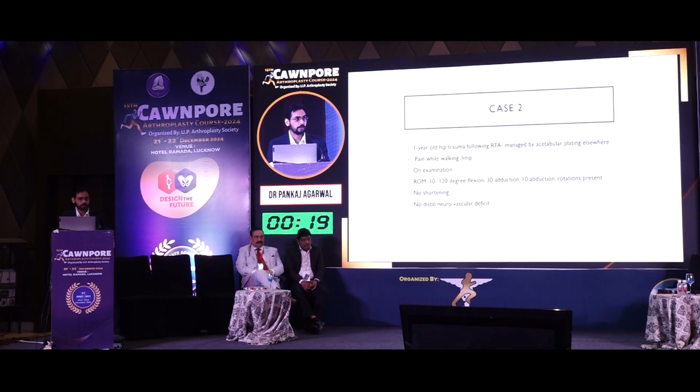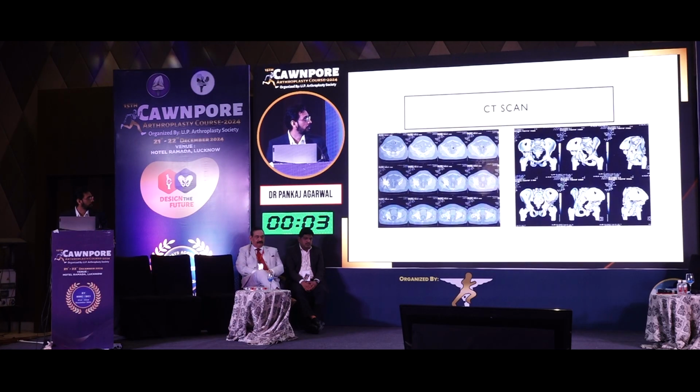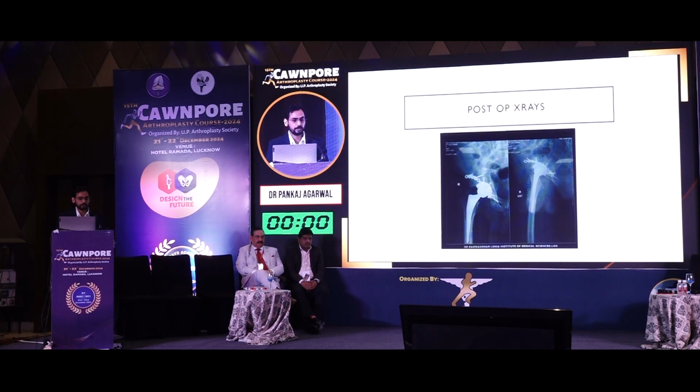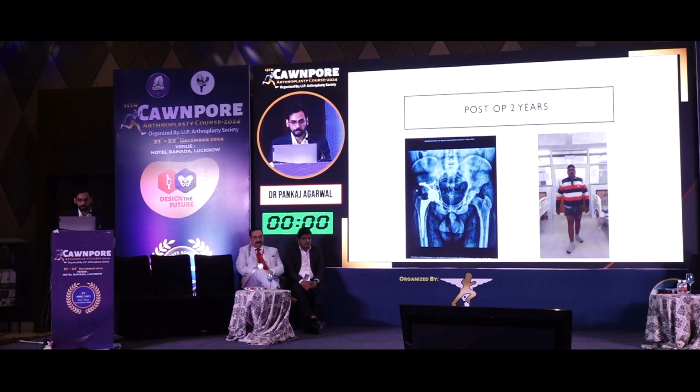Another case, a 1-year-old hip trauma, the patient was managed with acetabular plating elsewhere, and presented with pain and limp while walking. Range of motion was fairly preserved, there was no shortening, no deficit. The patient presented like this with hip pain. So these were the CT scans which showed that the acetabular fracture had healed in a malunited position, and was managed by impaction bone grafting. This is the mid post-op X-ray, and this is the X-ray at 2 years, and this is the gait of the patient walking without any limp or any pain.